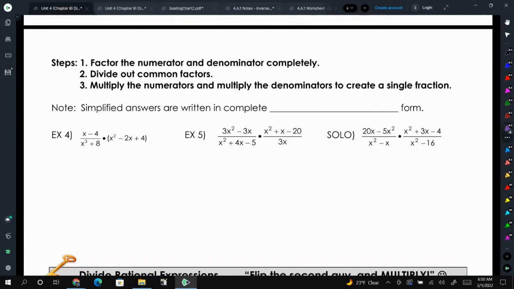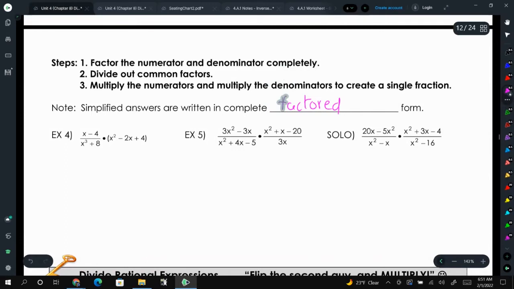All right, so now we're going to take that and apply it to variable expressions in factored form. So first, if the expression is not factored already, we need to factor the denominator and numerator completely, and then cancel out the common factors like we did before. And then we can multiply numerators and denominators to create a single fraction. Now remember, simplified answers are written in complete factored form.